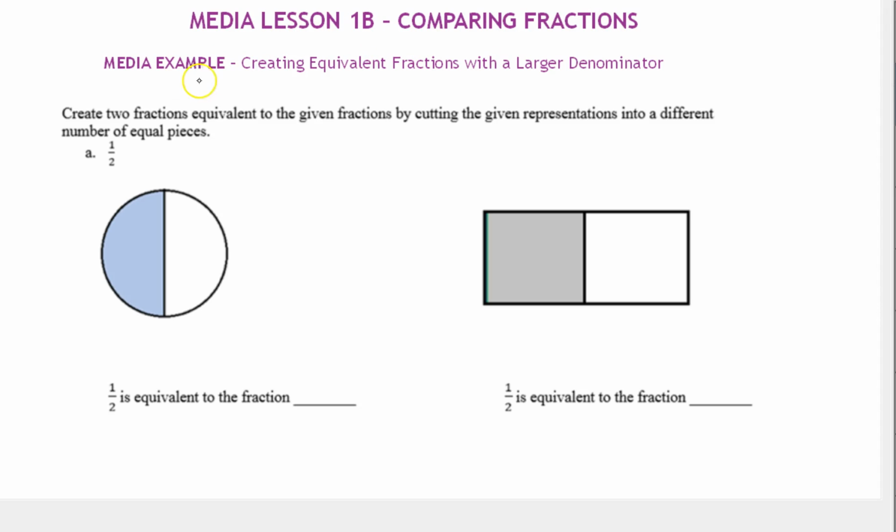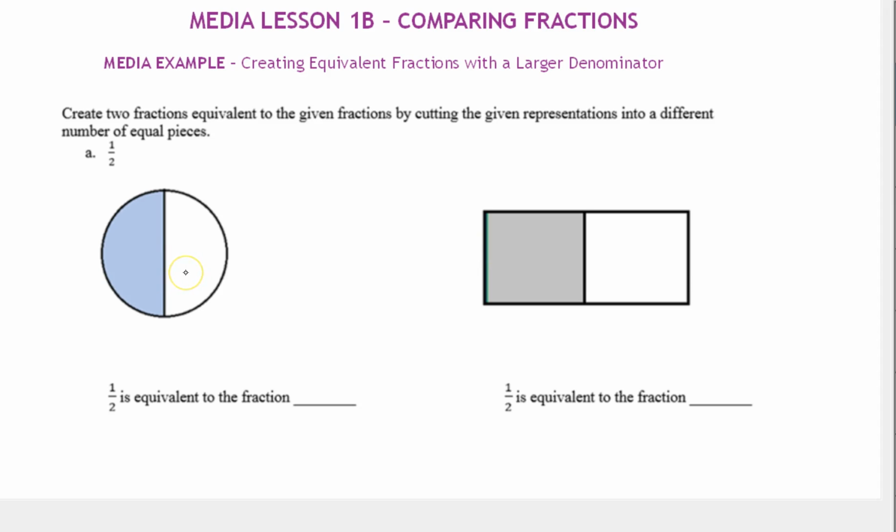Our first media example is on creating equivalent fractions with a larger denominator. So let's read the directions. Create two fractions equivalent to the given fractions by cutting the given representations into a different number of equal pieces. So right here, both of these diagrams are representing 1/2.